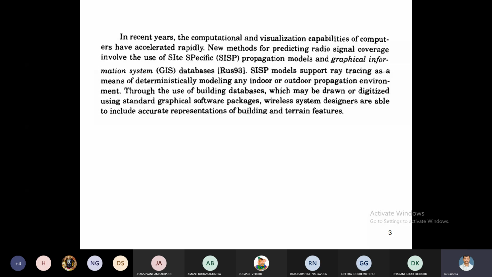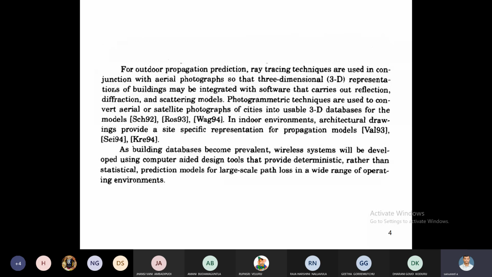Not only the building database, we have to check the surroundings of the buildings. This is about indoor, no problem. We have to take features like the building and outdoor features. For the outdoor propagation model, ray tracing is done by a three-dimensional representation. And the same software carries out reflection, diffraction, and scattering models also.